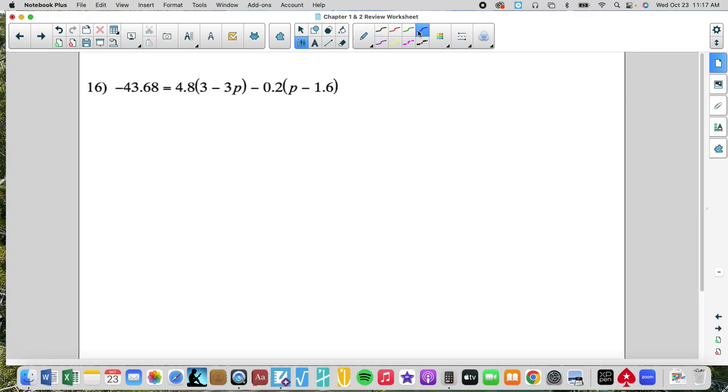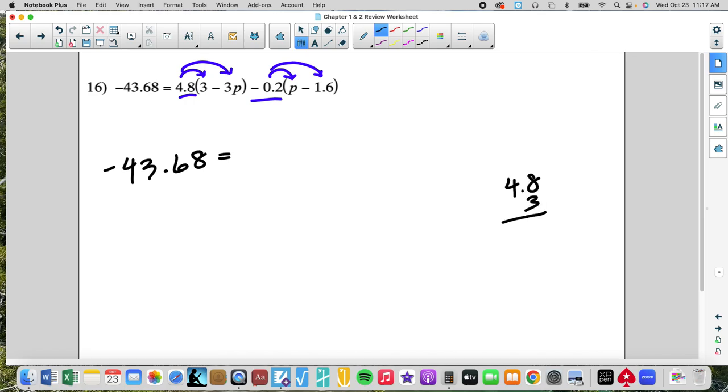Decimals. So let's take this and distribute it to both pieces. Let's take this negative 0.2 and distribute it to both pieces. Negative 43.68 equals 4.8 times 3. 4.8 times 3 is 24, 12. 1 decimal place. So 14.4. Now we have 4.8 times negative 3p, which is negative 14.4p. Same numbers. So you're going to get the same output, just a negative.